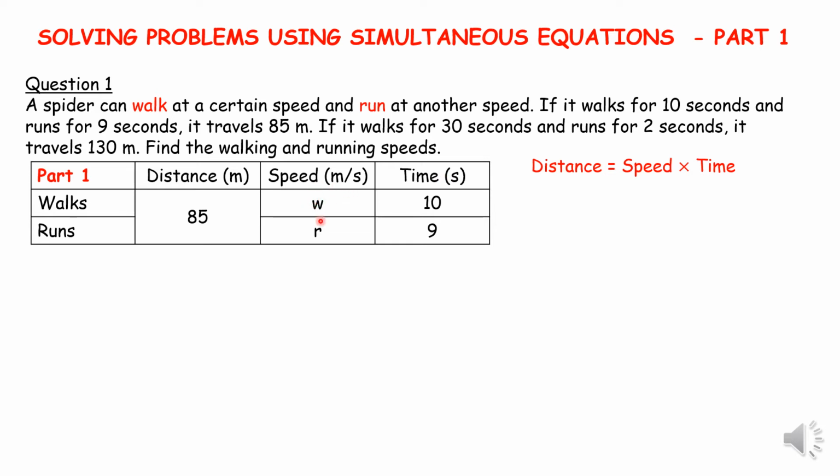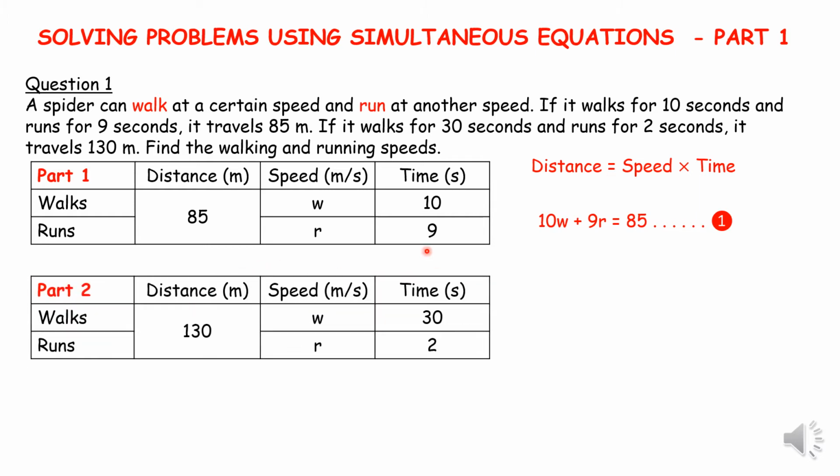Now, once we use the W and the R, I can create an equation. So my first equation will be the speed times the time, that is 10 times W, because we don't know the speed that it was walking. So I'm using my W for walking. You could use X and Y, it does not matter. And then I'm adding that, because I know the total distance is 85, to the second part where I multiply the time times the speed, but here I'm using R. That creates the first equation.